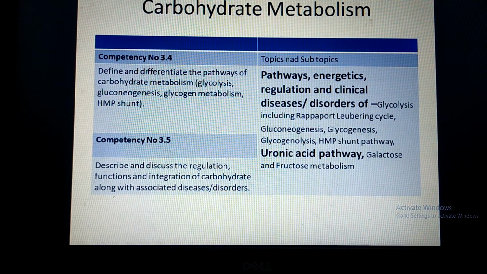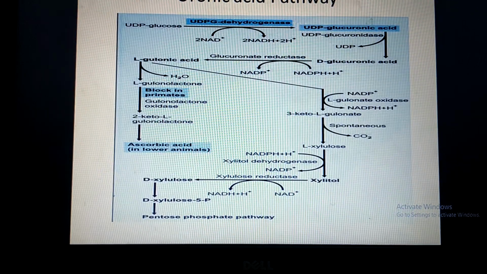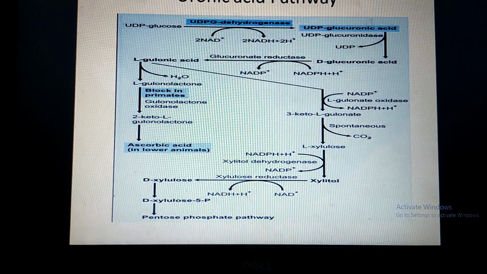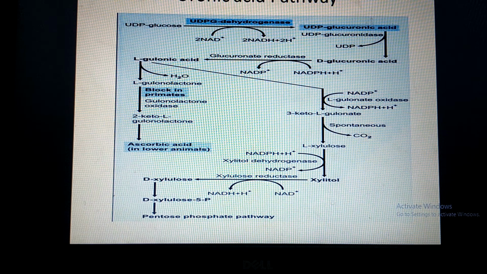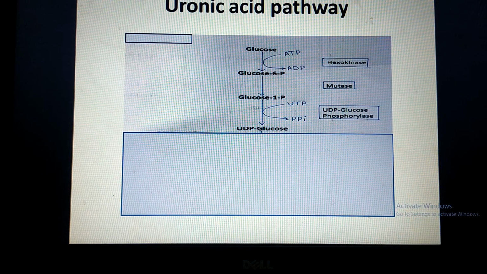Good morning, students. We will continue our competition number 3, 4 and 5, and today's topic is uronic acid pathway. This is the uronic acid pathway given in books, but we will not study this complete uronic acid pathway, but we will study this pathway up to the formation of glucuronic acid only. So here is the uronic acid pathway.